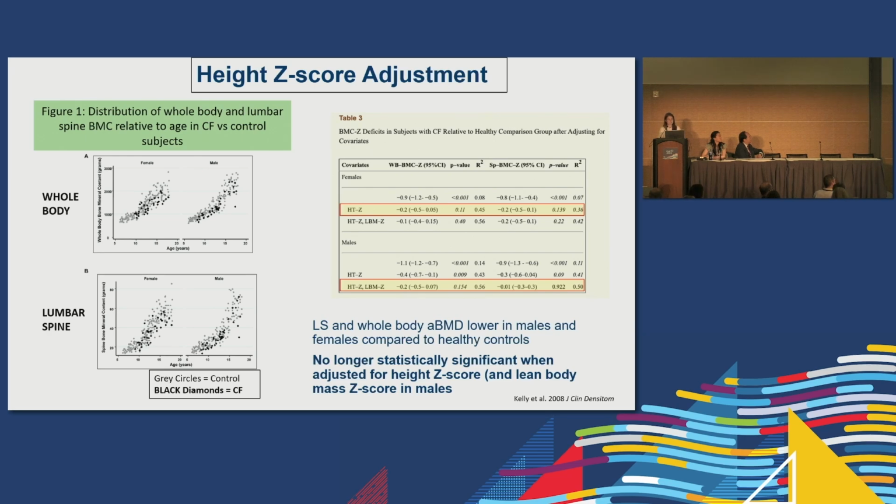In the study you can see on the left, there were 82 children and young adults with mild to moderate CF that Dr. Kelly and her team looked at, and they looked at whole body and lumbar spine bone mineral content. Then they adjusted for Z-scores. The left chart shows the CF population had significantly lower Z-scores in the unadjusted model. But on the right, we can see that when they adjusted for height Z-scores, the difference was no longer statistically significant.